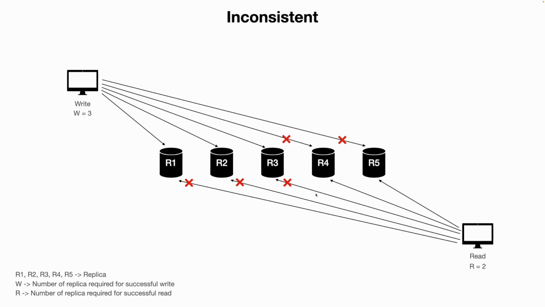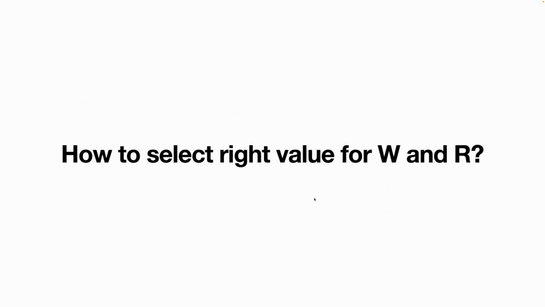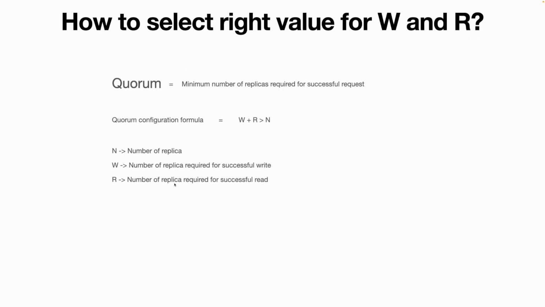But the problem here is R4 and R5 are outdated. R4 and R5 don't have the updated values. So that means we are returning outdated values to the client here. Now what is the solution? How to select the right value for W and R? The answer is the quorum.